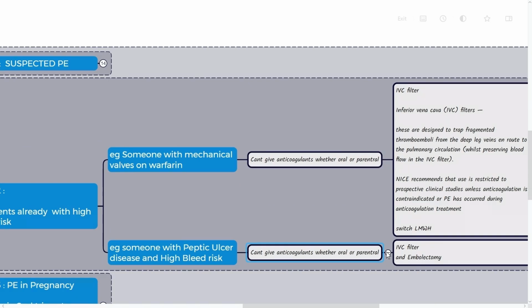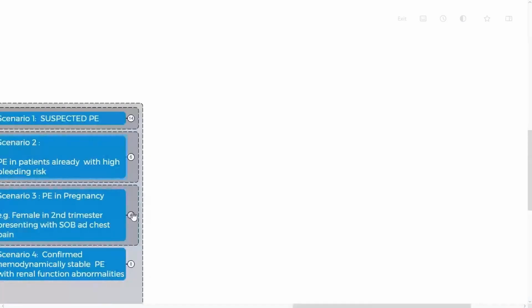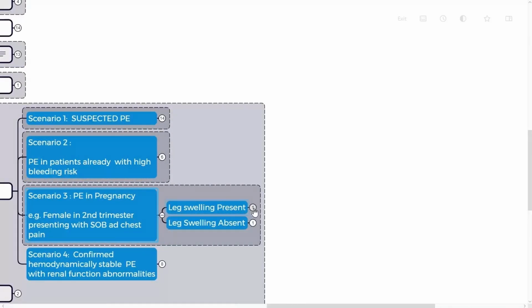For example, a female in second trimester presenting with shortness of breath and chest pain. If there is concurrent leg swelling with SOB in a pregnant female, get Doppler ultrasound done and no need for CTPA or VQ scan, as we assume that the PE is from the DVT. Therefore, Doppler ultrasound is enough.